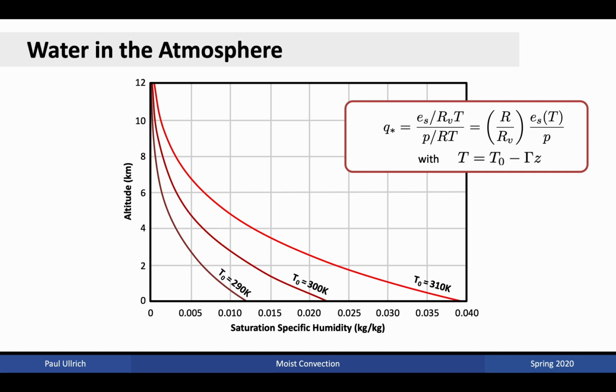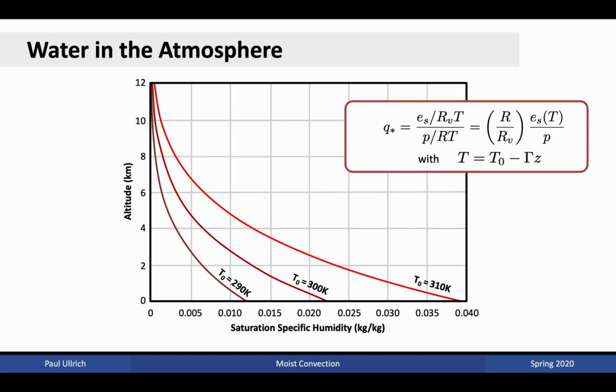What we see is that for larger values of the surface temperature, we can essentially retain more moisture within the air before condensation would occur, that is, before the parcel reaches saturation. This is consistent with our understanding of the Clausius-Clapeyron relationship. All the curves also seem to decay approximately exponentially with altitude.